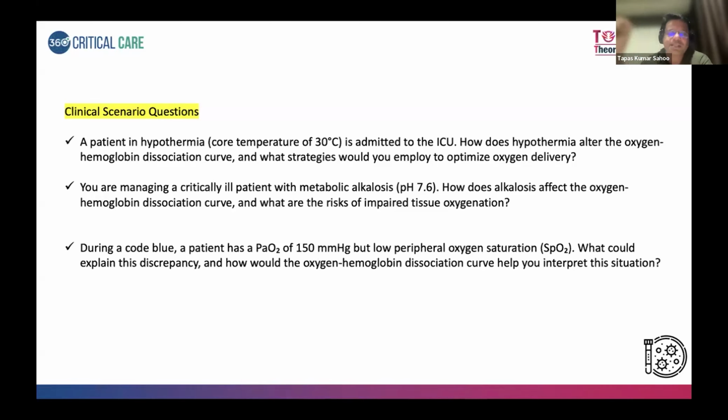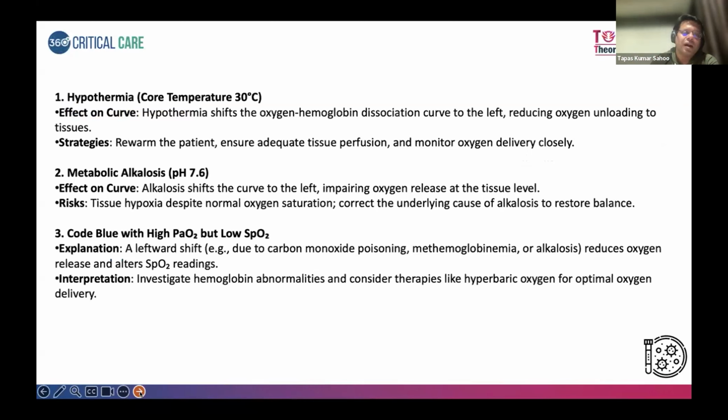Now, if you understand the concept of the oxygen hemoglobin dissociation curve, I bet you can easily get 9 out of 10 if this is a question in your upcoming exam. I am now giving the answers in short one-liners that I have already explained. For hypothermia, question number one: reduced oxygen unloading to the tissues. The strategies would be rewarming, ensuring adequate tissue perfusion, and monitoring oxygen delivery closely.